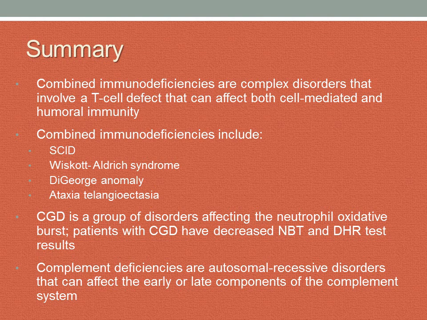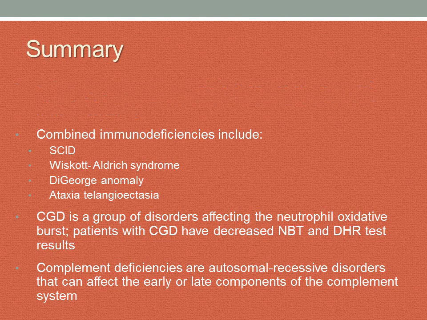Combined immunodeficiencies are complex. They involve T cell defects that can affect both cell mediated and humoral immunity. These combined immunodeficiencies include SCID, Wiskott-Aldrich syndrome, DiGeorge anomaly, and ataxia telangiectasia.